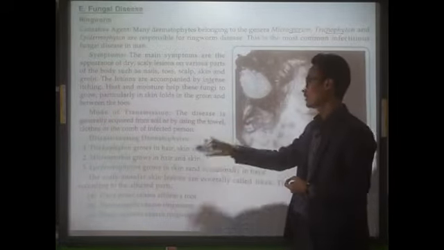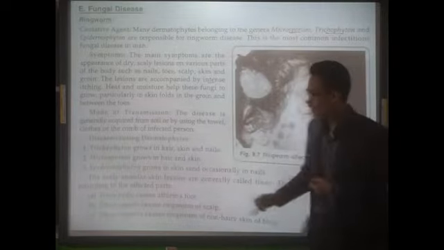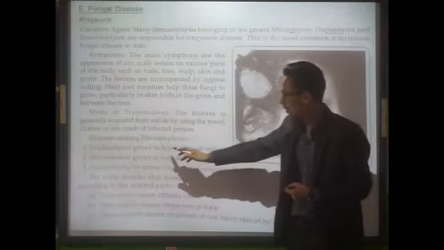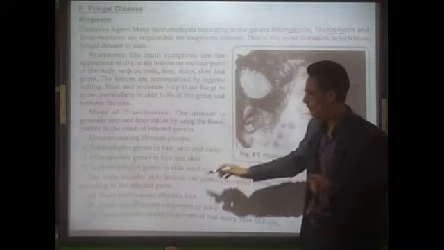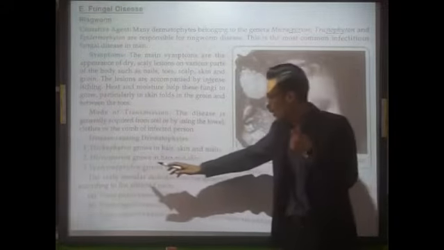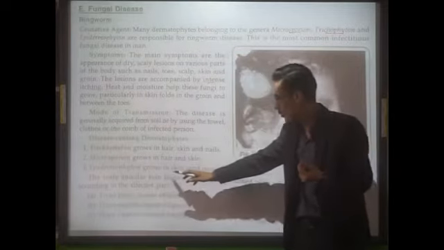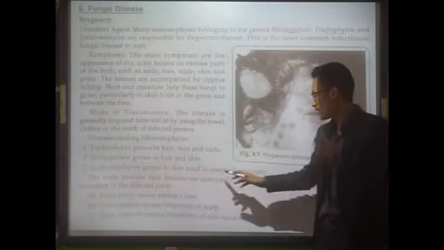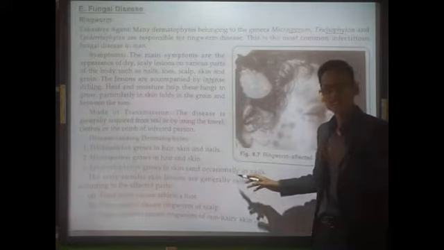Now, what are the disease-causing fungi? Trichophyton, which grows in the hair, skin, and nails. Remember, Microsporum, which grows in the hair and the skin. Epidermophyton, which grows in the skin and occasionally in the nail area.